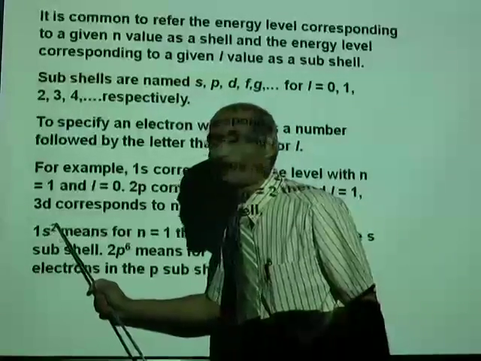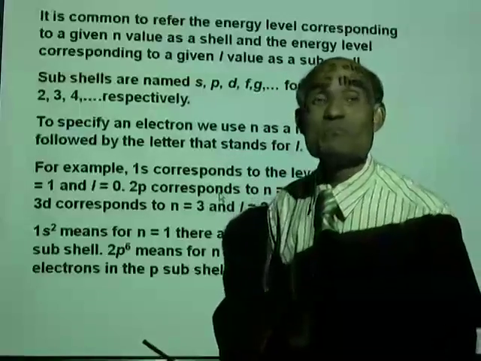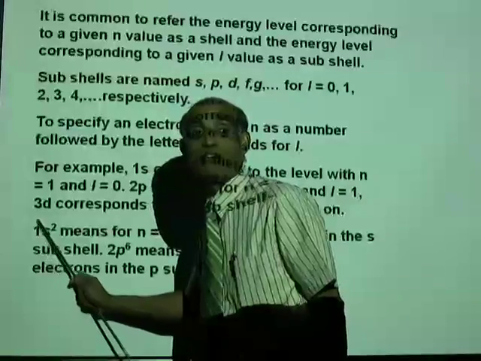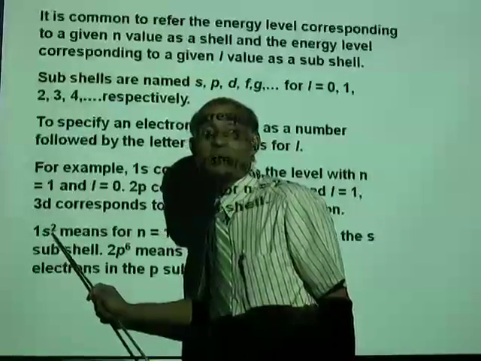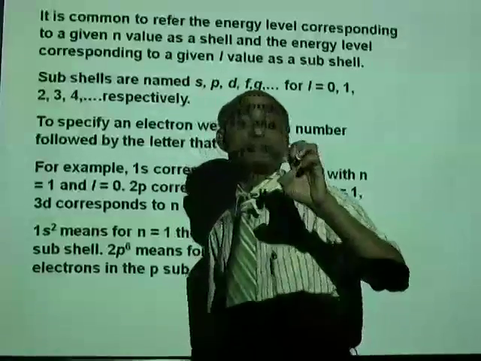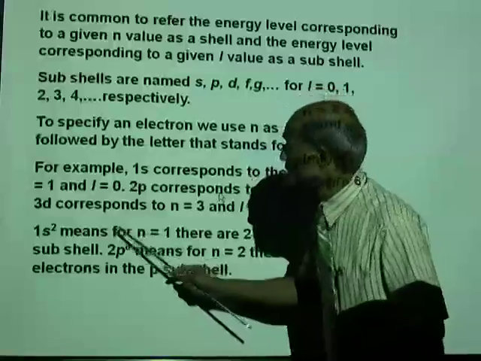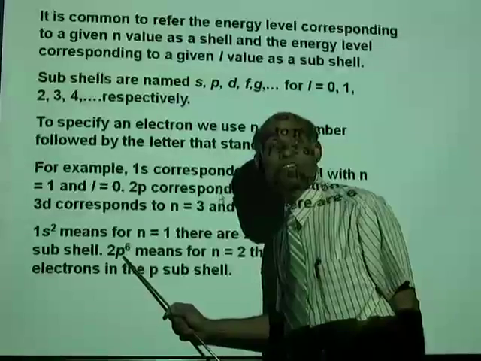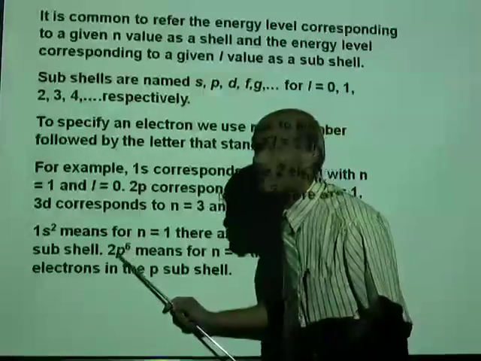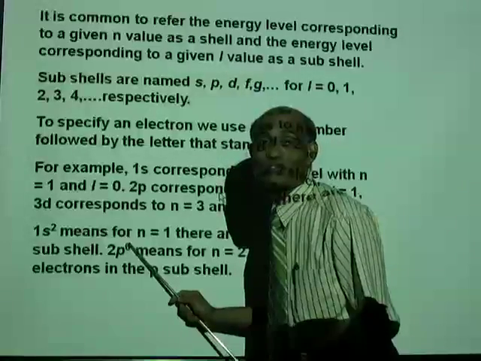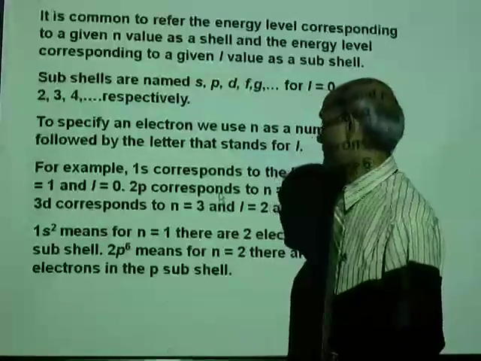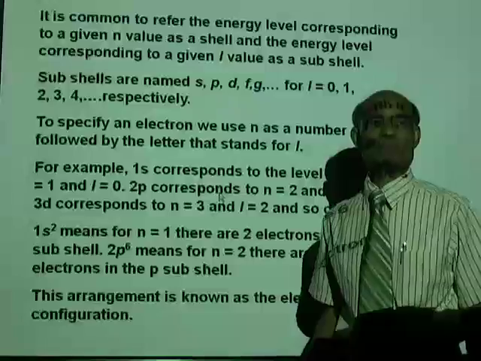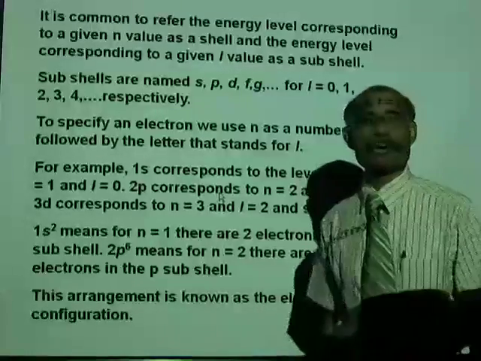Now, what does 1s2 mean? When you have a number put as a superscript, that number is the number of electrons in that subshell. So 1s2 means in the first shell, in the s subshell, there are 2 electrons. You can see that the address is now specified. What does 2p6 mean? In the second shell, in the p subshell corresponding to L equal to 1, there are 6 electrons. Now, this arrangement is known as the electron configuration.